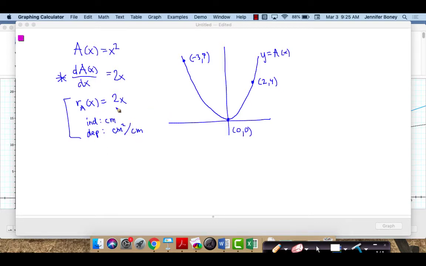That's what the units on this would be, whereas the units on this are independent centimeters, dependent square centimeters. It doesn't have to be centimeters, I was just using that as an example. So they wouldn't have the same input and output, so graphing them on the same axes would be kind of weird. That's why we always have the two separate axes when we've done the rate functions and the accumulation, because they're talking about dependent quantities that are completely different things.